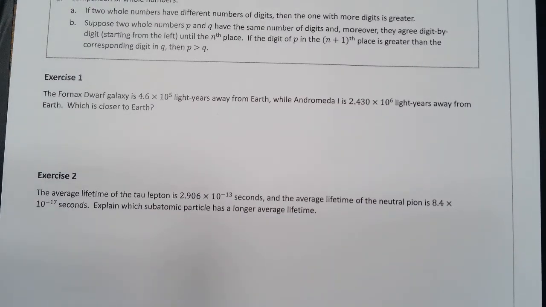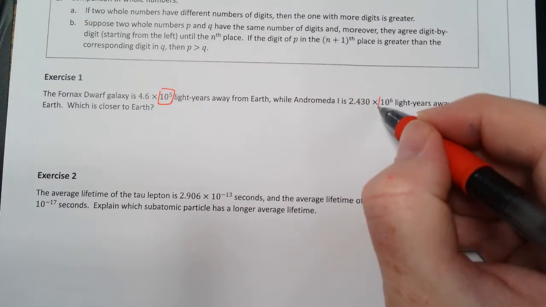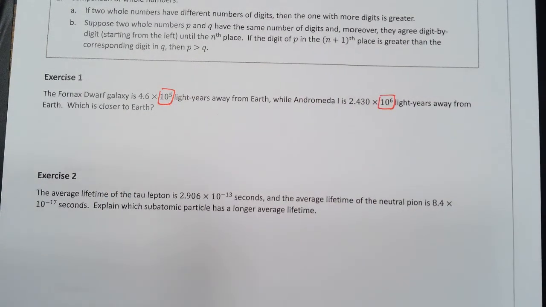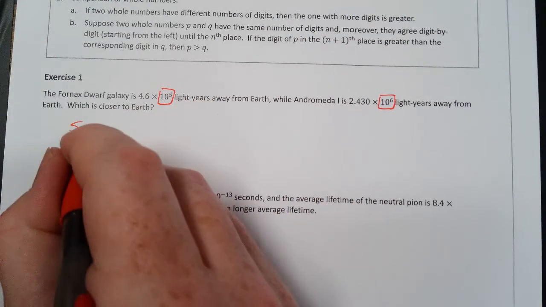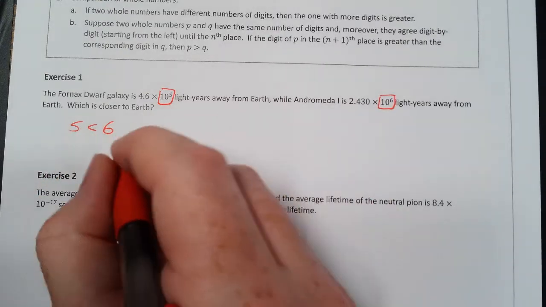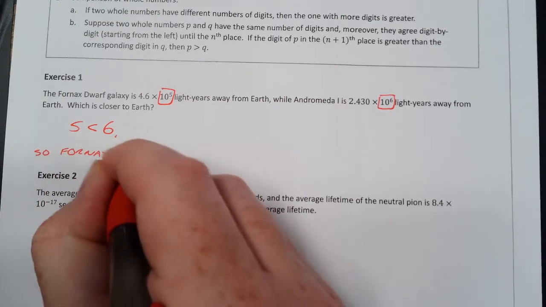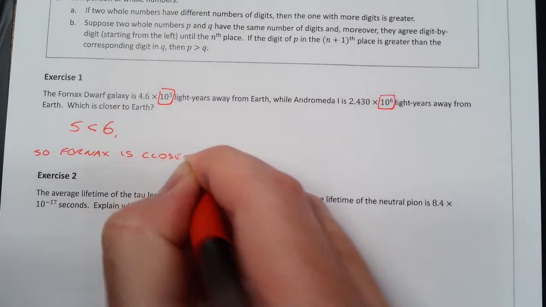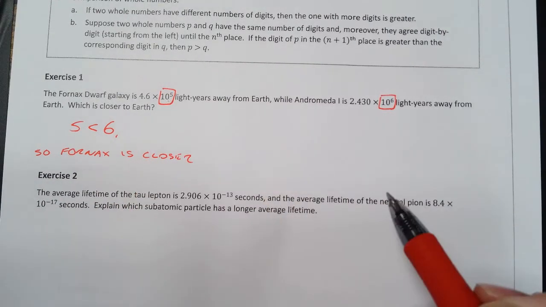The first way, right way number 1, let's look at the place values. Fornax is 10 to the 5th. Andromeda is 10 to the 6th. Which one's closer? Which one is the smaller distance? Well, which one is a smaller place value? Well, 5 is less than 6. So Fornax is closer because it has a smaller place value.